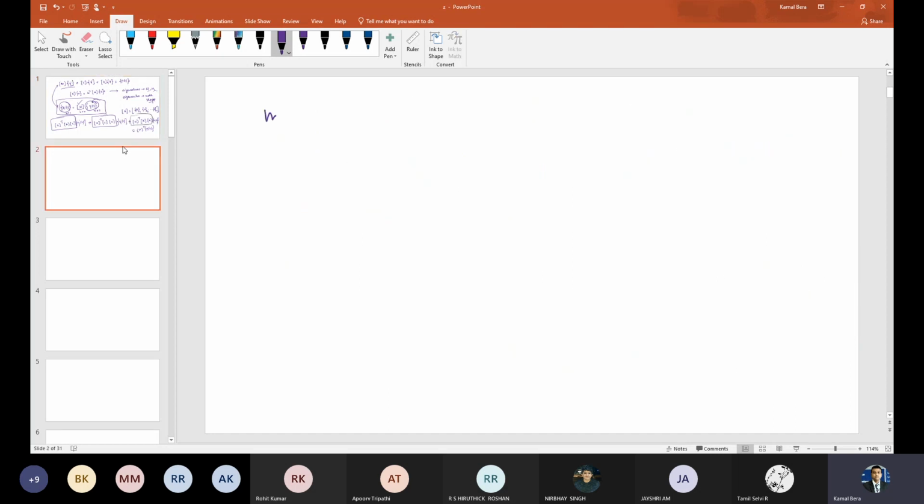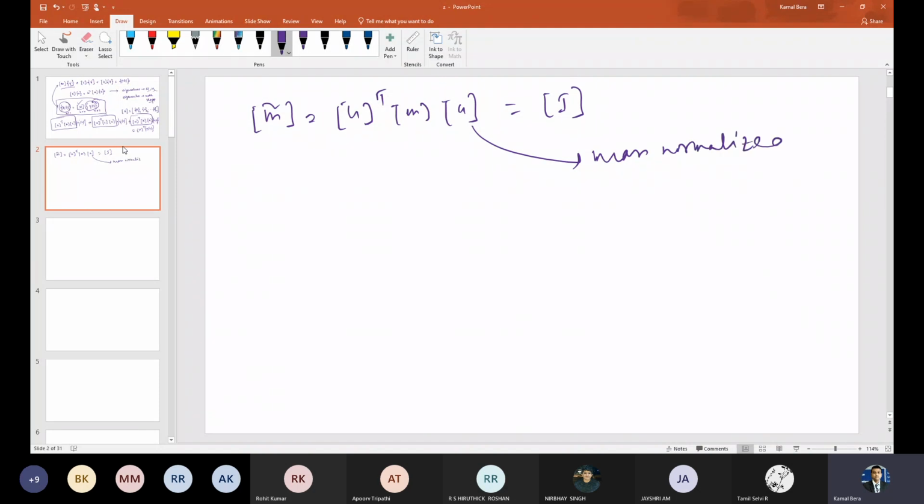What is the modal mass matrix? M tilde equals u transpose m u. If your eigenvectors are mass normalized, then using the orthogonality condition it is nothing but an identity matrix, with ones on the diagonal. If you do not mass normalize, you will get some values on the diagonal, which we call M1, M2, M3, like that.